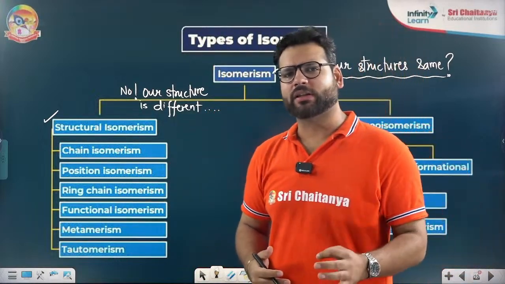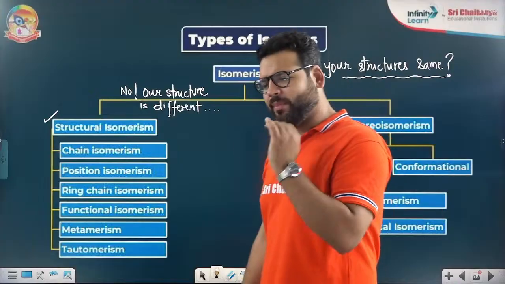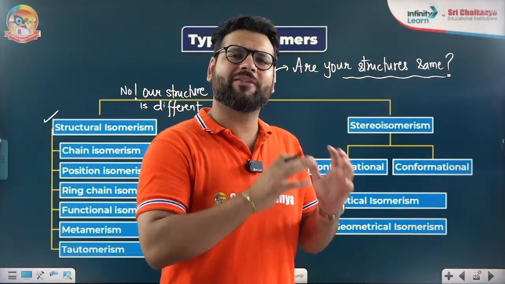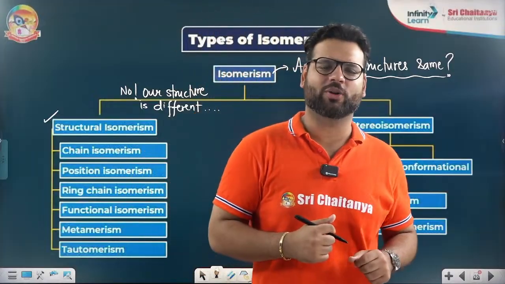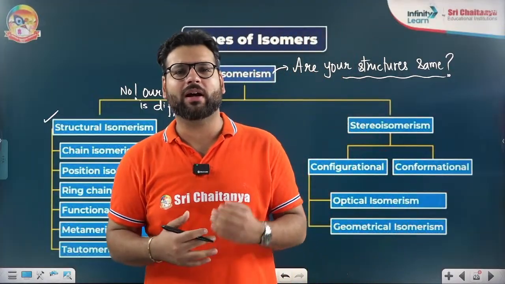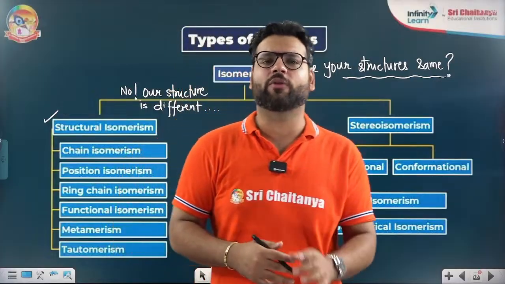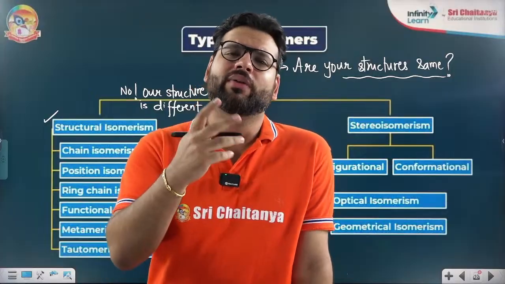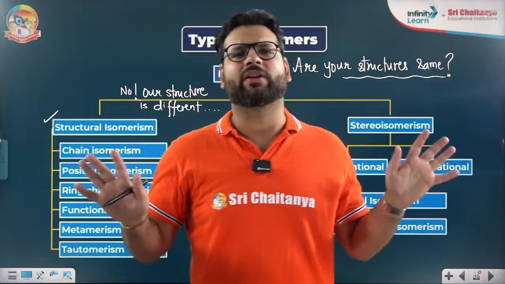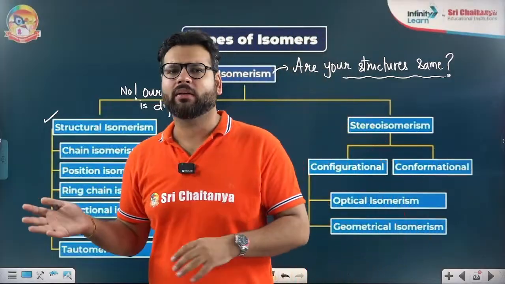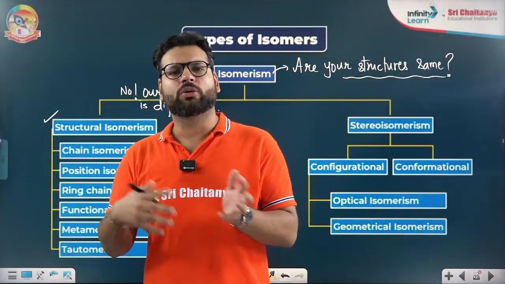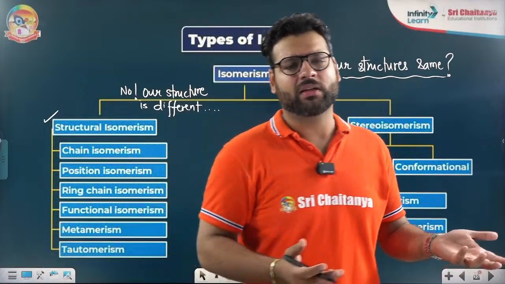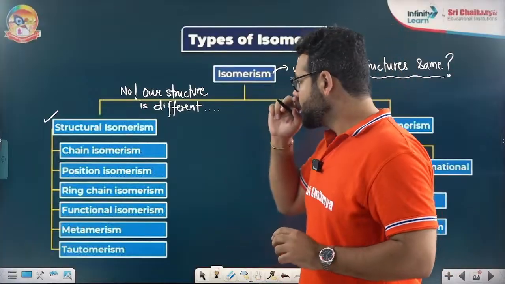So what is the definition of structural isomers? Compounds with the same molecular formula but different structural formula. How do you come to know that any two compounds are structural isomers? They will have different names. 2-methyl heptane, 3-methyl heptane. But-1-ene, but-2-ene. Pentanone, pentanol. Completely different names will be there. So that is a structural isomer.